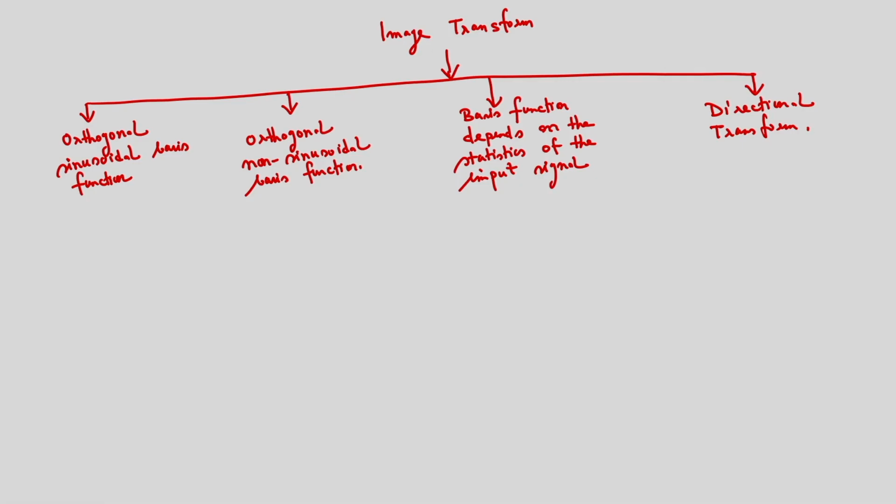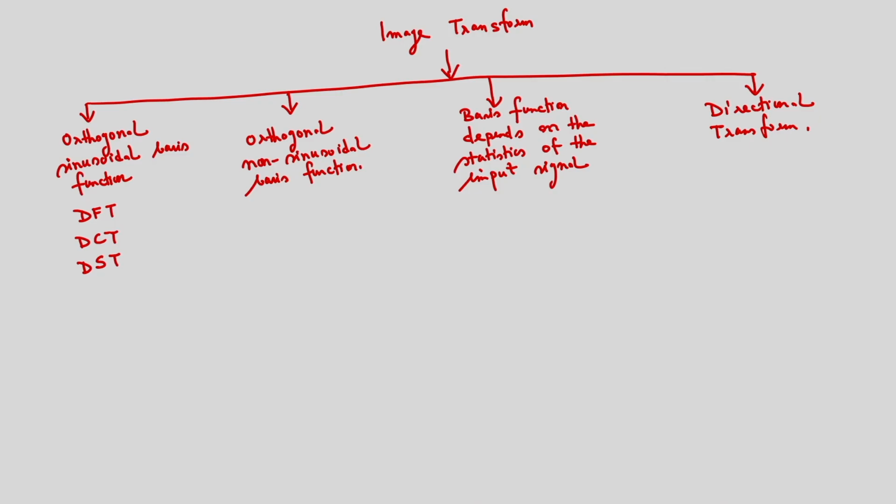So I can classify image transforms like this. The first one is orthogonal sinusoidal basis function. My transformation function is orthogonal, and I am also considering the sinusoidal basis function. Examples are the DFT, the discrete Fourier transform, the DCT, the discrete cosine transform, or the discrete sine transform, DST. So the basis function is orthogonal and also sinusoidal.